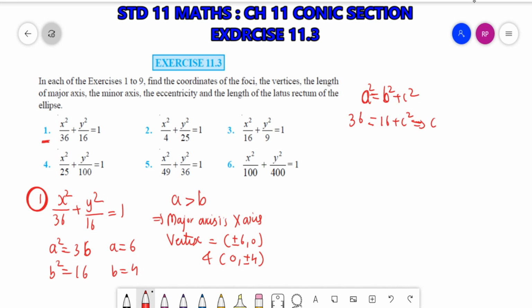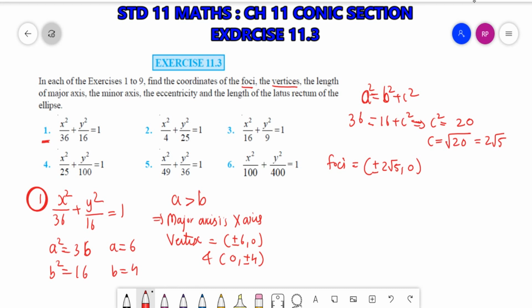So what does that imply? c square will be equal to 36 minus 16, so that will be equal to 20. So c will be equal to root 20. We know that 20 is equal to 4 into 5, so 2 root 5. Here we got c. So what was the foci? The foci is equal to plus minus c, 0, so plus minus 2 root 5, 0. This is the foci. So we have found out the foci, we have found out the vertices.